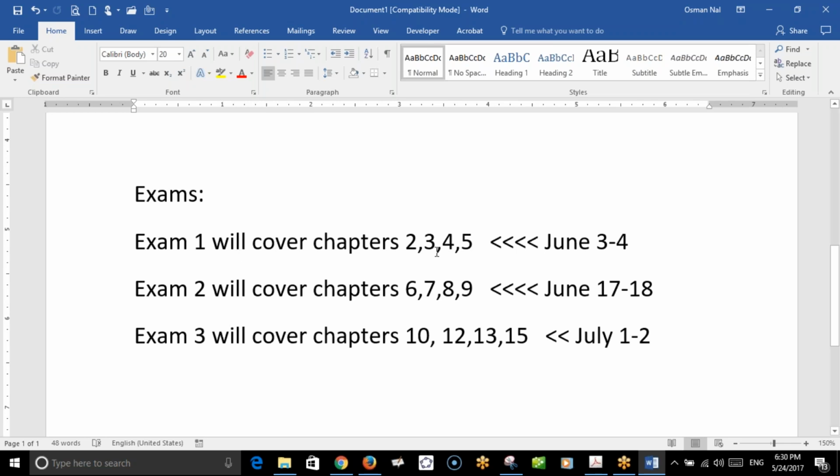Because each week we are covering 2 chapters from our textbook. For instance, this week I assume we are covering chapters 2 and 3, and next week we are covering chapters 4 and 5. We will have an exam at the end of the following week, during the following weekend, basically. So every other weekend there will be an exam covering 4 chapters.